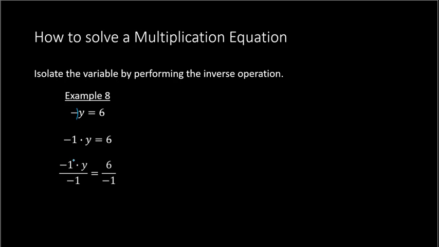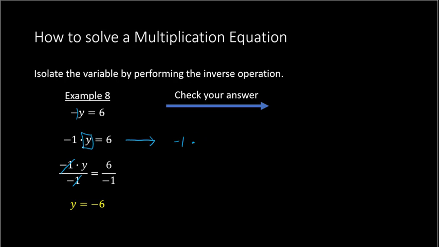When you do that, this would cancel. 6 divided by negative 1 on the right side would give you a negative 6. So your solution is y equals negative 6. And now if we want, we can check our answer by plugging back into the original equation, negative y equals 6, or you can even think of it as negative 1 times, and then here, instead of the y, we have negative 6. So negative 1 times negative 6 equals 6. That is a true statement, which means we do have the correct answer. So y equals negative 6.